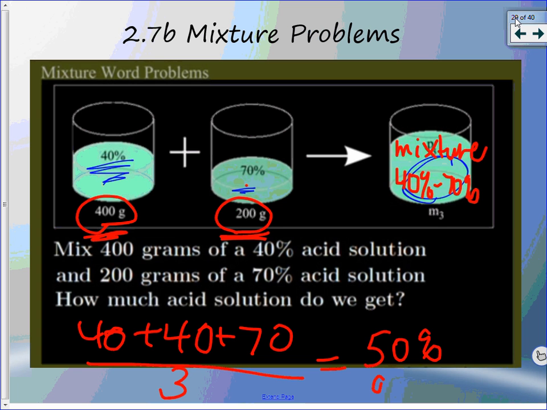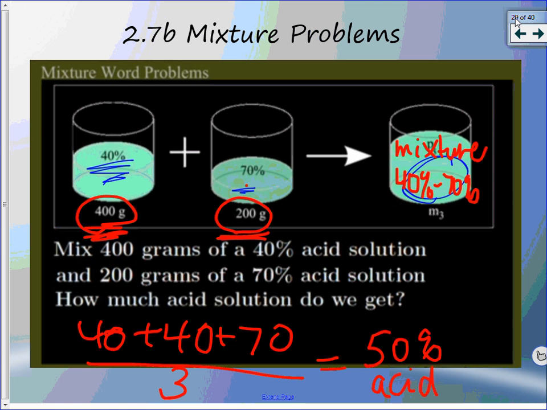Wait, so how do you know? Wait, why would you have two 40s? Because there's double the amount of the 40% acid than there is the 70% acid. Did you guys see? The 40% has 400 grams. The 70% has 200 grams. Yeah. So there's double the 40% than there is the 70%.